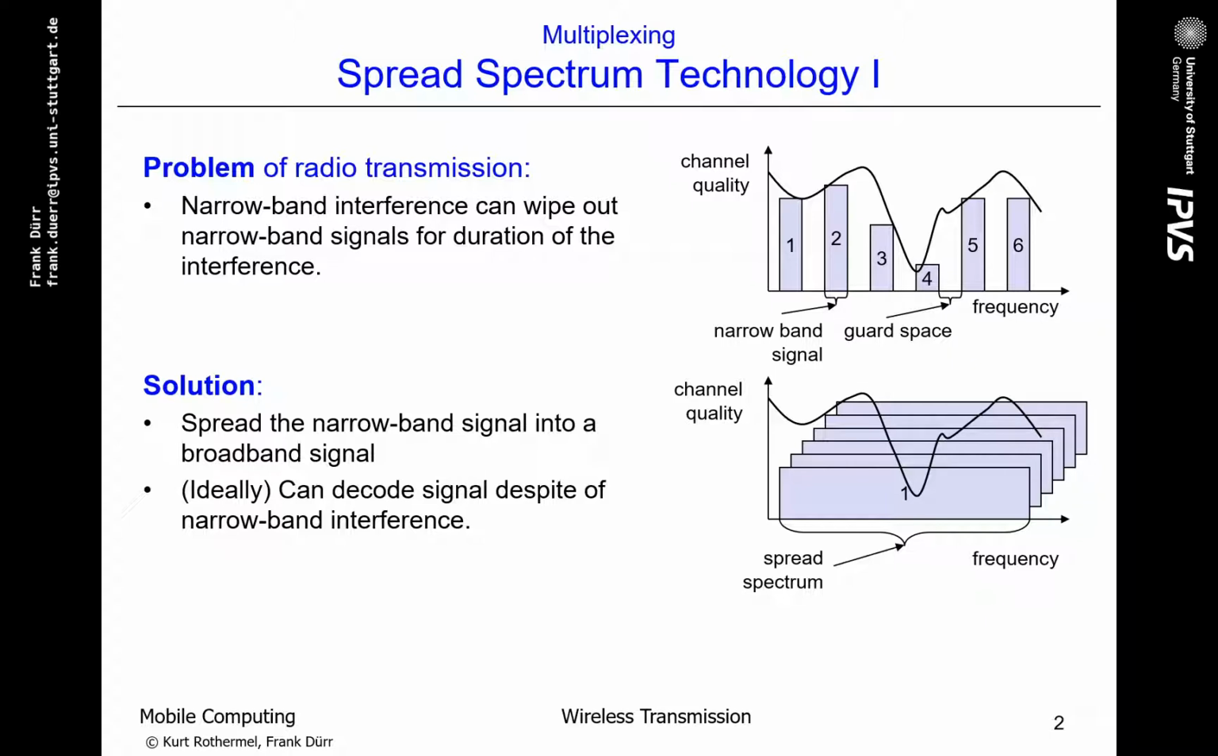Narrowband interference is only affecting a certain portion of the 60 megahertz. Let's assume here there's a lot of interference, and at these other places there's not such a lot of interference. So we have here the channel quality, or you could also say the signal to noise ratio. The signal to noise ratio here is very low, and here at these places it's quite high. Now what does that mean?